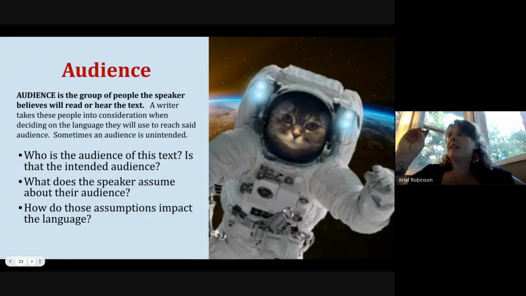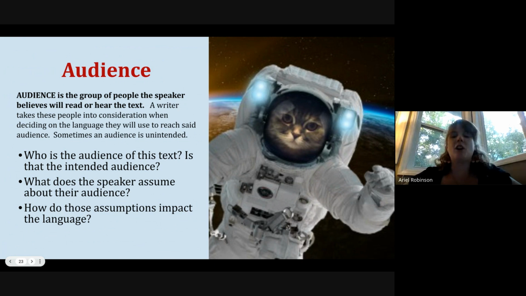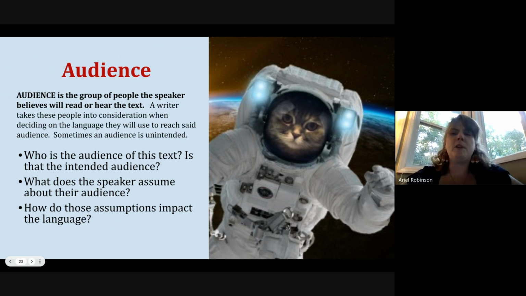The audience is a little bit more complex than just everybody. The audience is going to be a targeted demographic. If this is aiming toward a certain subset of people, like children or teenagers or white Americans, Black Americans, you want to think about the audience of who the conversation is directed at, and then how those assumptions about the audience impact the language that's being used.